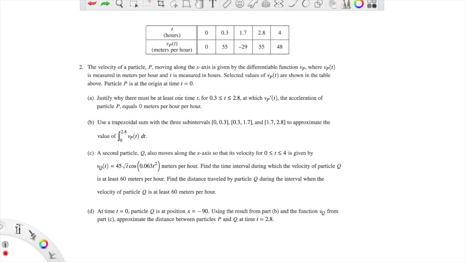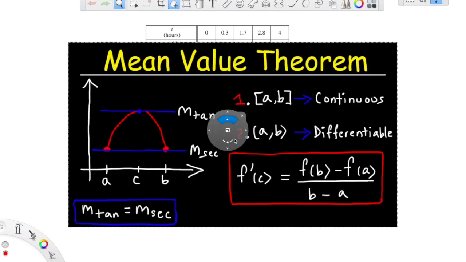And then part A asks us, justify why there must be at least one time t on the interval 0.3 to 2.8 such that the acceleration, which is v prime t of the particle, equals 0. And anytime we give some sort of continuum, like between here and there, some sort of range, and then we say the derivative at some point must be this, at least one of the tools in your arsenal you should be thinking about is the mean value theorem.